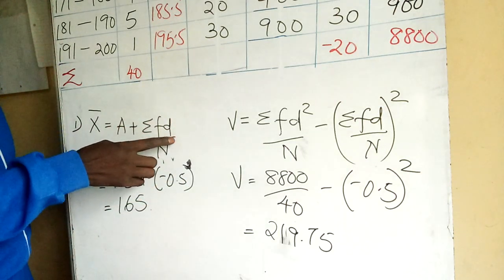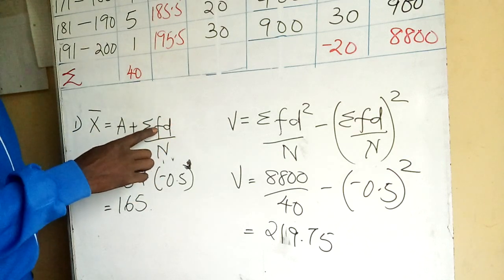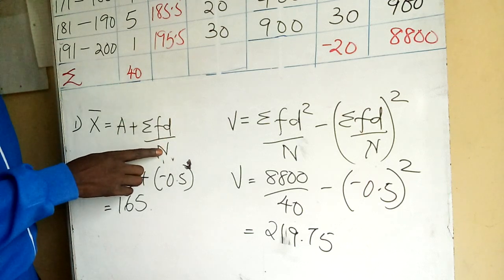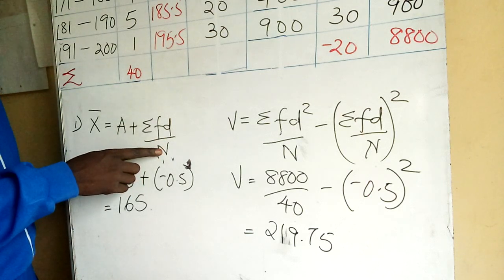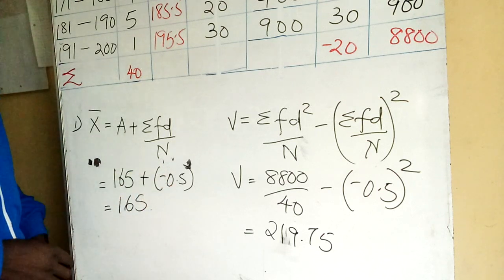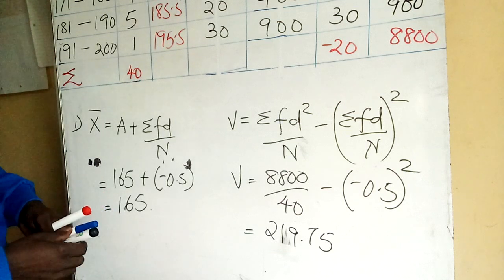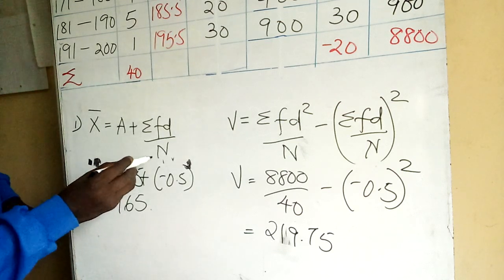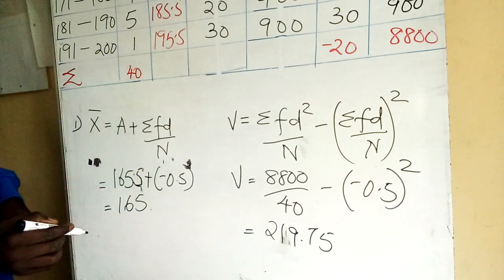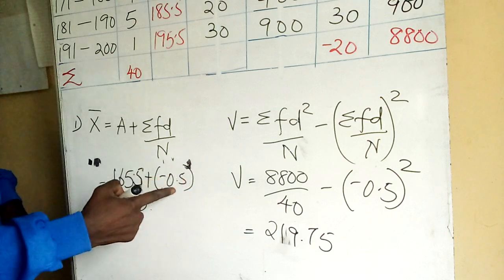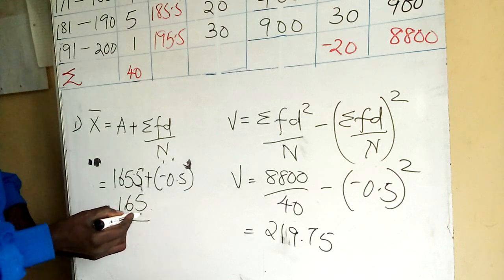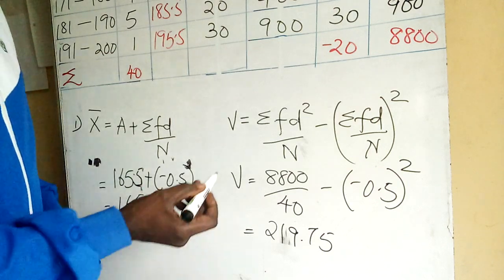So our sigma fd, we got negative 20. Negative 20 divided by 40 is negative 0.5. Assumed mean, we were given 165.5. So you subtract this, because mean deviation is a negative, so you subtract from here, you get that. So you get this correct. Let us go to variance.